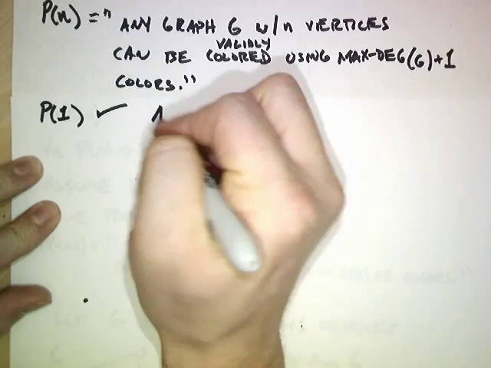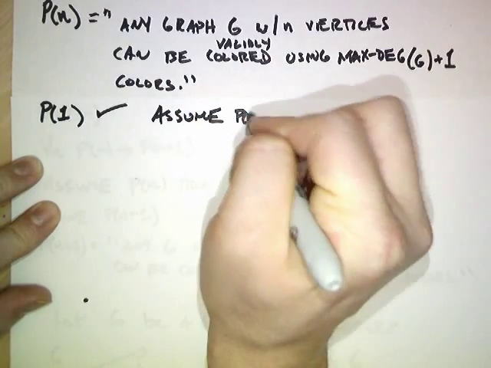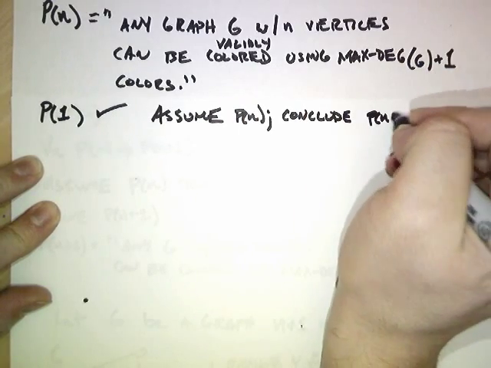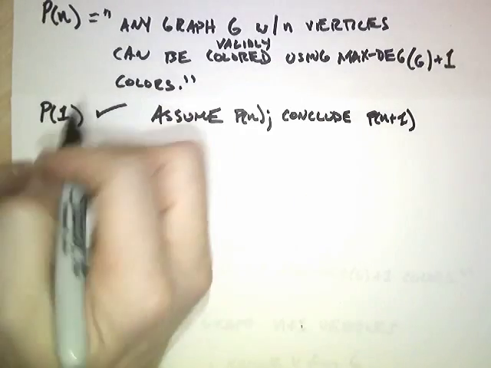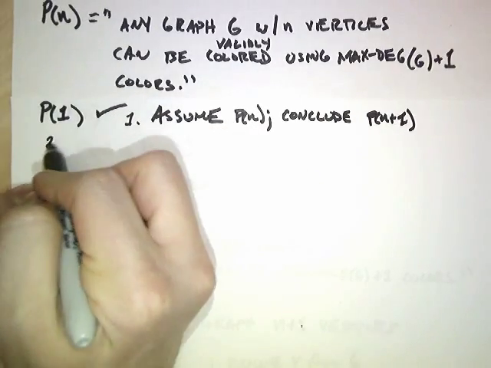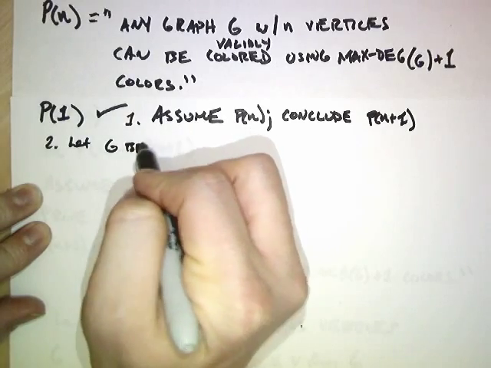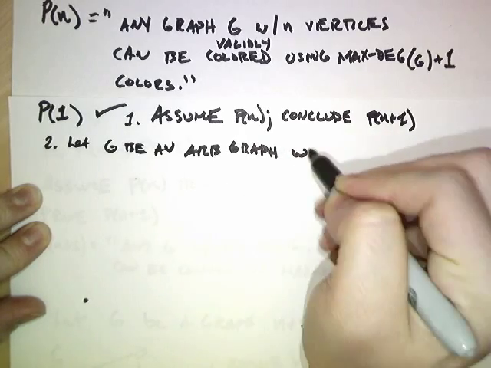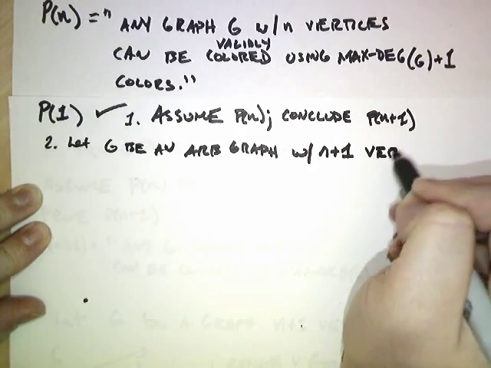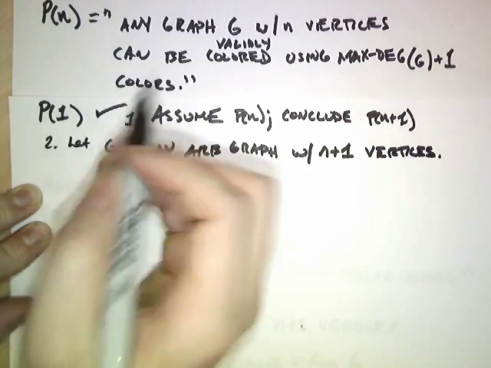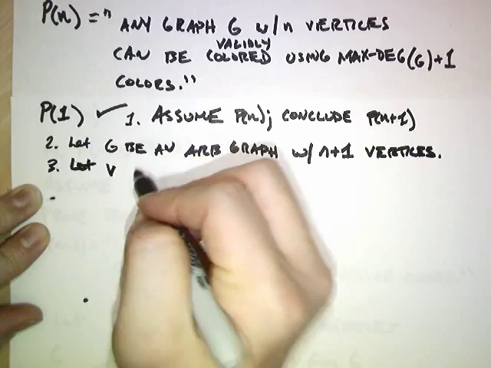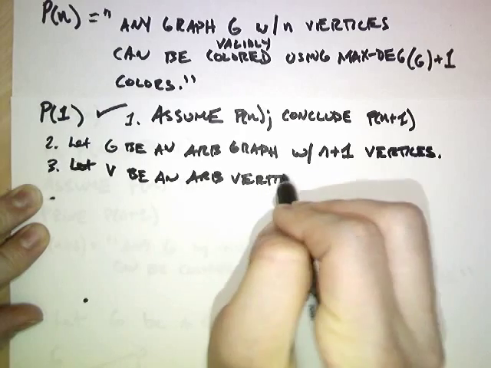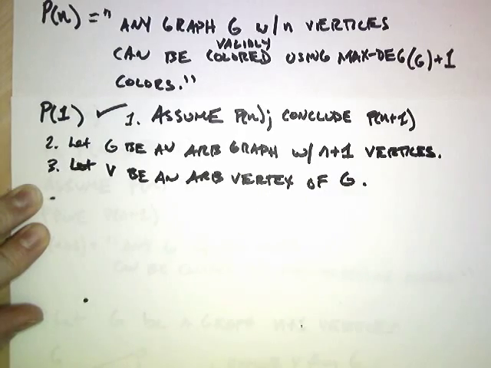Then we need to assume, as usual, P of n and conclude P of n plus 1. We need to prove that P of n plus 1 is true using P of n. So, I guess that's step 1. Step 2, let G be an arbitrary graph with n plus 1 vertices. Let V be an arbitrary vertex of G.